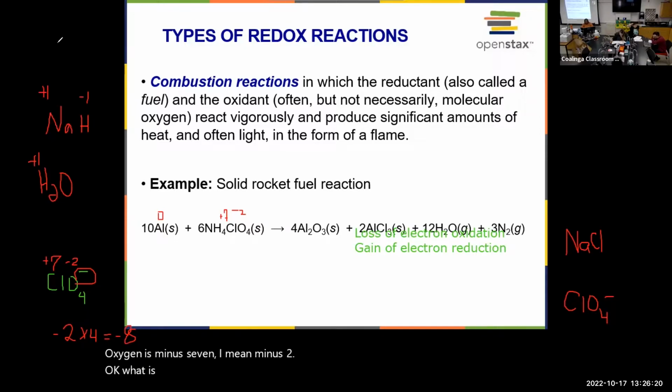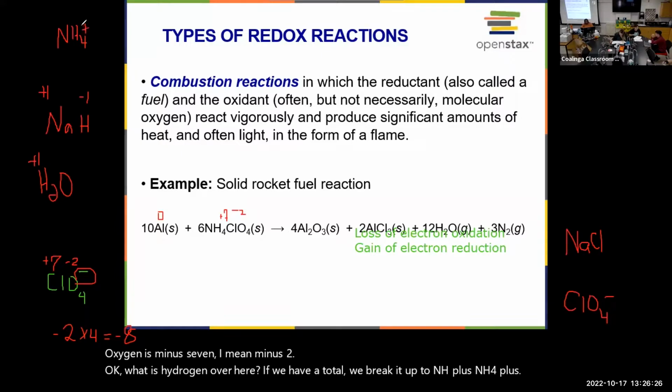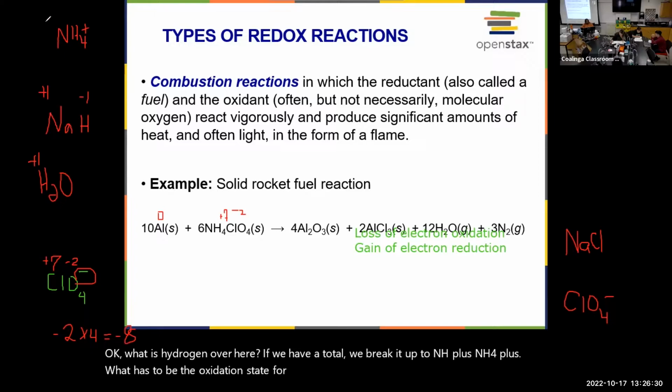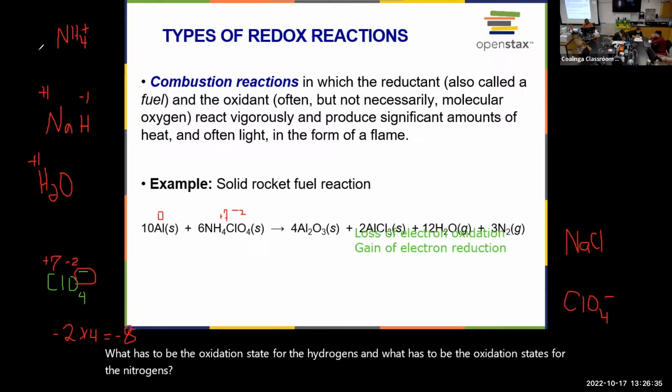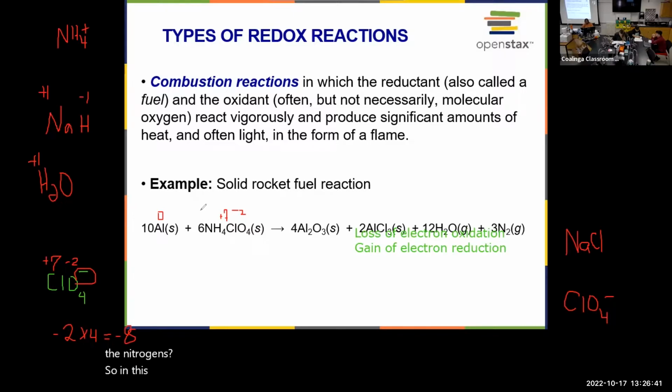If we break it up to NH4 plus, what has to be the oxidation state for the hydrogens, and what has to be the oxidation state for the nitrogen? Hydrogen is +1, and in this case nitrogen would be -3. Hydrogen is +1.